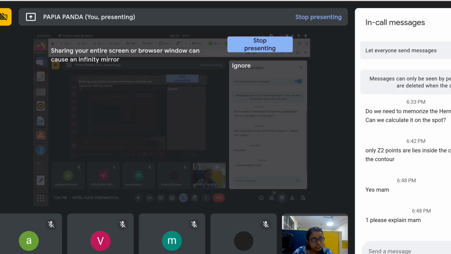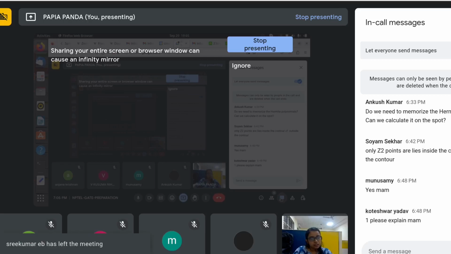Do we need to memorize the Hermite polynomials? Can we calculate it on the spot? Yeah, you can obviously calculate it on the spot, but the main thing is, if you remember the Hermite polynomial differential equation form, then you can get it done within a second, within a minute or something like that.